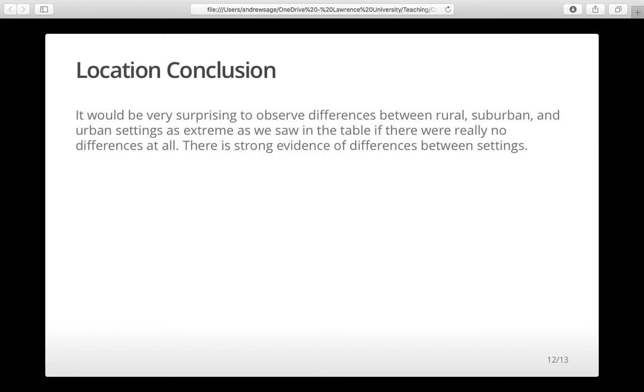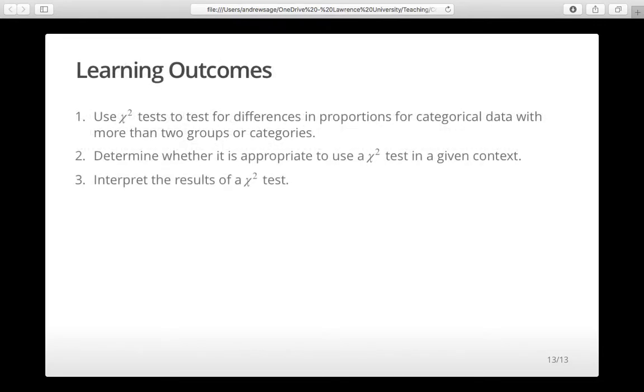Again, this study was conducted in the early 1990s using students in the state of Michigan, so we should be careful about generalizing our results beyond that or concluding that the results necessarily would hold today. In this video, we've talked about how to use chi-square tests to test for differences in proportions for categorical data between two groups or categories, how to determine whether it's appropriate to use a chi-square test in a given context, and how to interpret the results of a chi-square test.